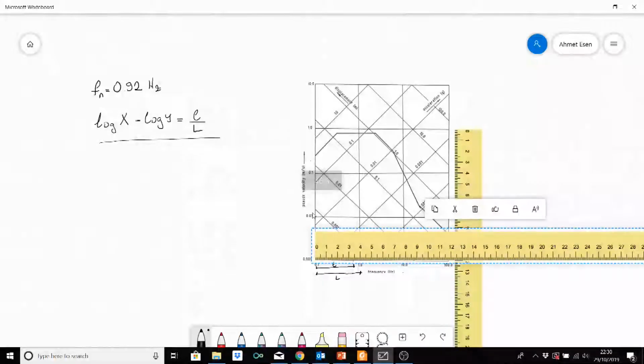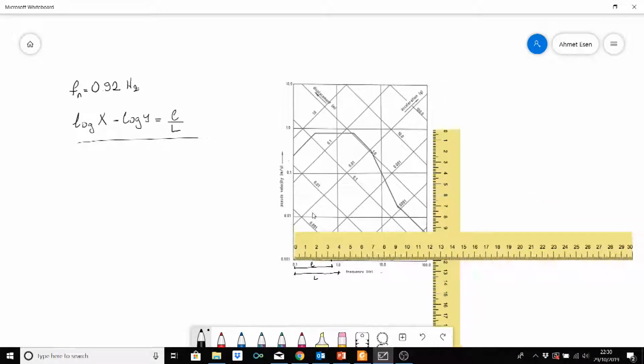Let's write down what we need. We now know the x value is 0.92 on this scale. So it's going to be log 0.92 minus log of the smaller value, which is 0.1, which is equal to l over 4 centimeters. We don't know l, since this was a random assignment. We are going to find out l exactly now.